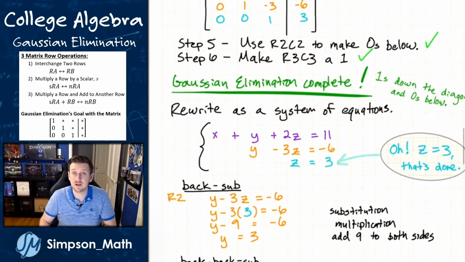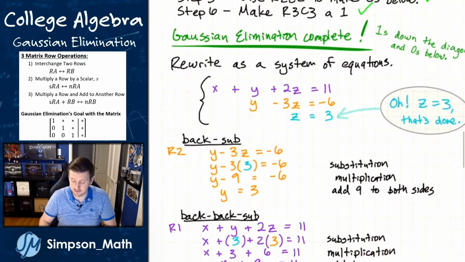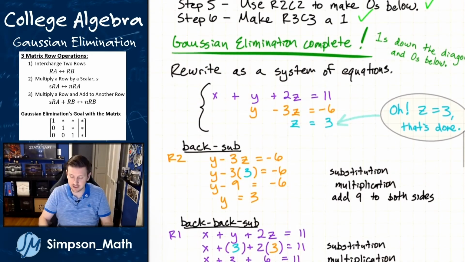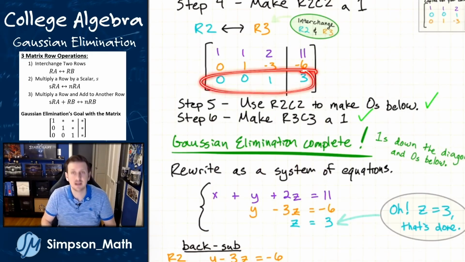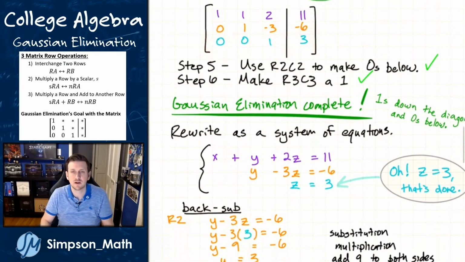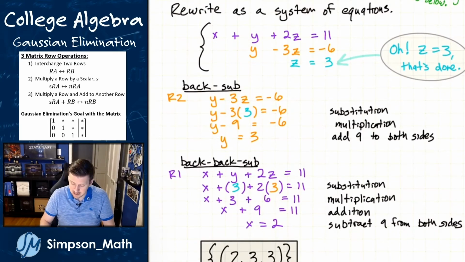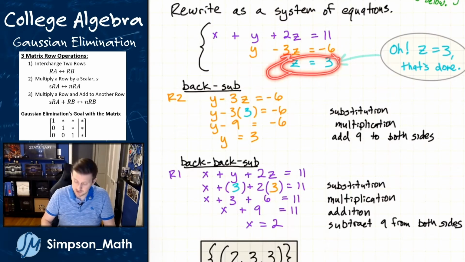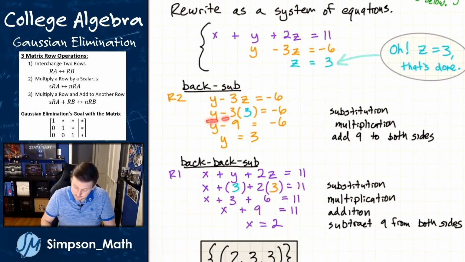So now that we've gotten z equals 3, this is the big deal. When you do Gaussian elimination, that bottom row is always going to be z equals a number. So I can take that z and back substitute. I can plug it into that z in the previous equation, row 2's equation. So I now have y minus 3 times 3 equals negative 6. That's y minus 9 equals negative 6. Add the 9 to the other side, and y is 3.